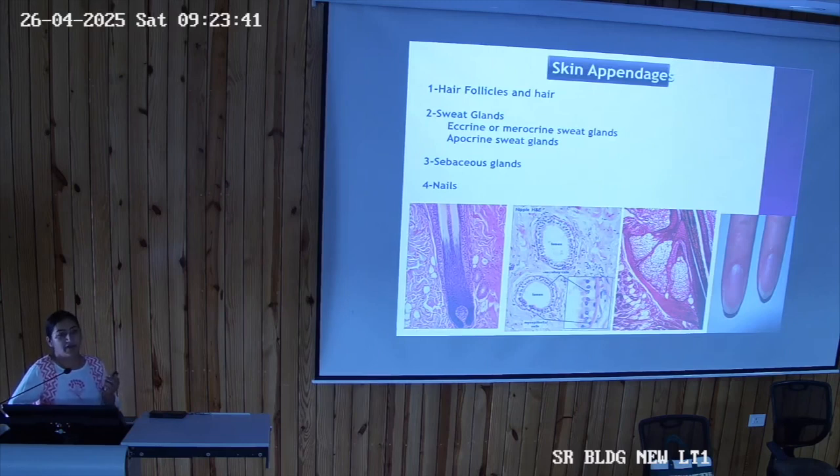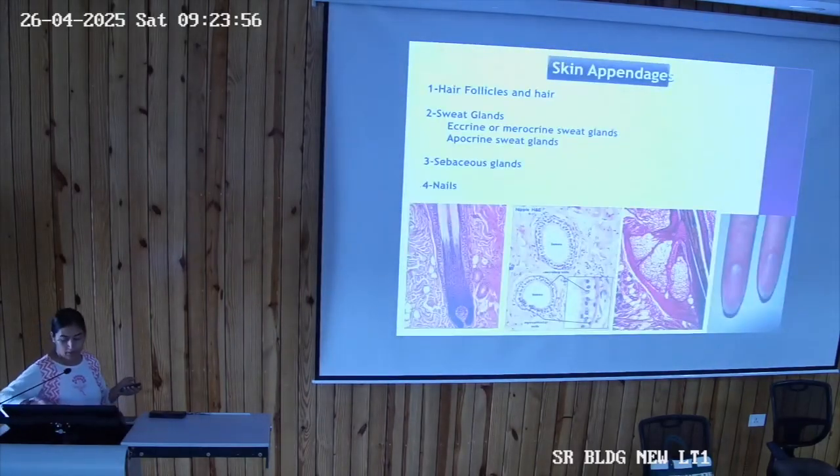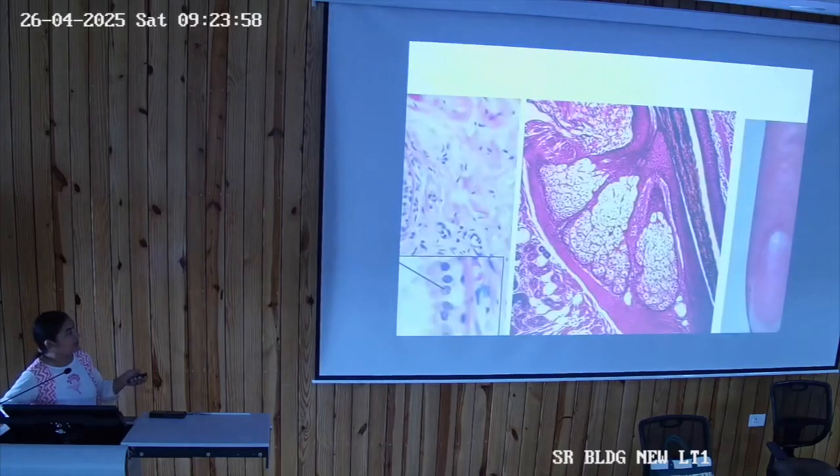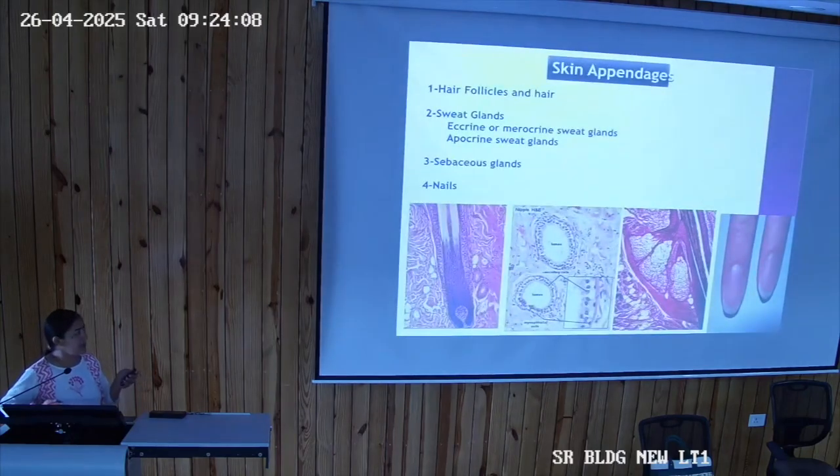How do you identify the sebaceous gland in histology? They look like a bunch of grapes. In this picture, this is a hair follicle, and this one is the sebaceous gland. This sebaceous gland looks like a bunch of grapes, and it is associated with the hair follicle. Other than this, there is the erector pili muscle that is also associated with the hair follicles. Why do you have goosebumps? Because of the contraction of the erector pili muscles.